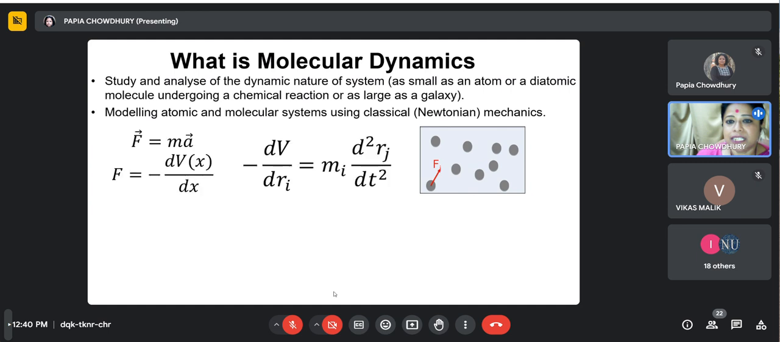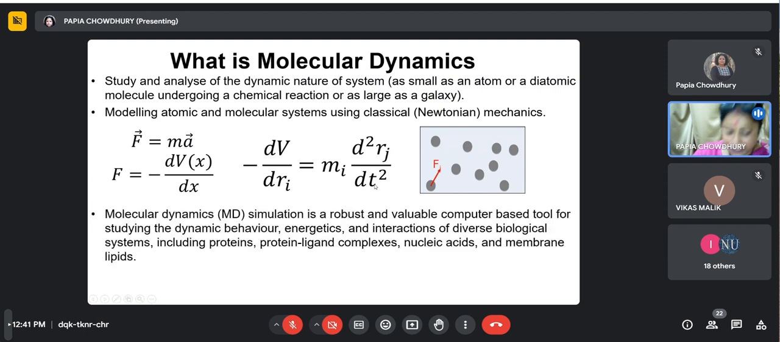So what equation do we normally use? This is a very old equation, the second law of motion of Newton, that is force is equal to mass into acceleration, where force can be described by del V del x, the negative potential, and del V del x can be written as this equation. So all three equations are very well known to us.